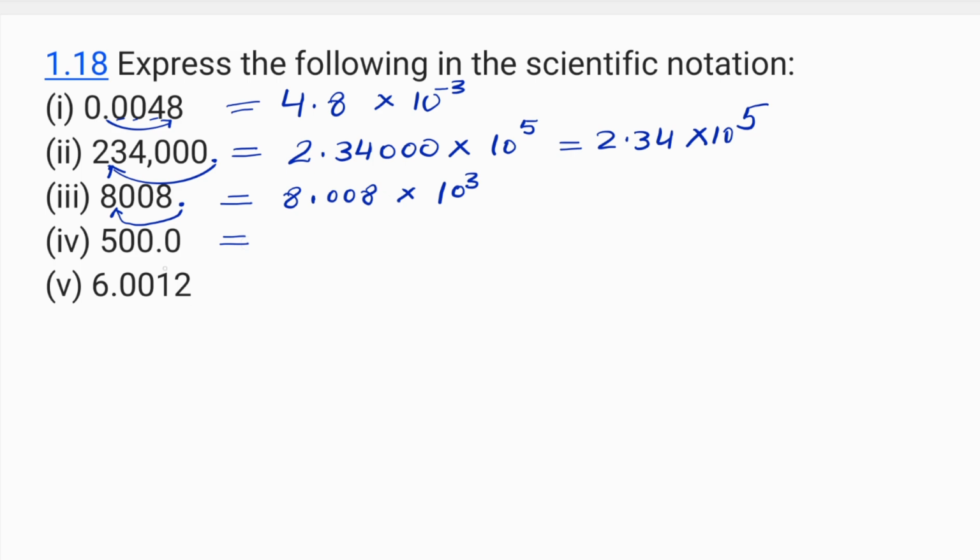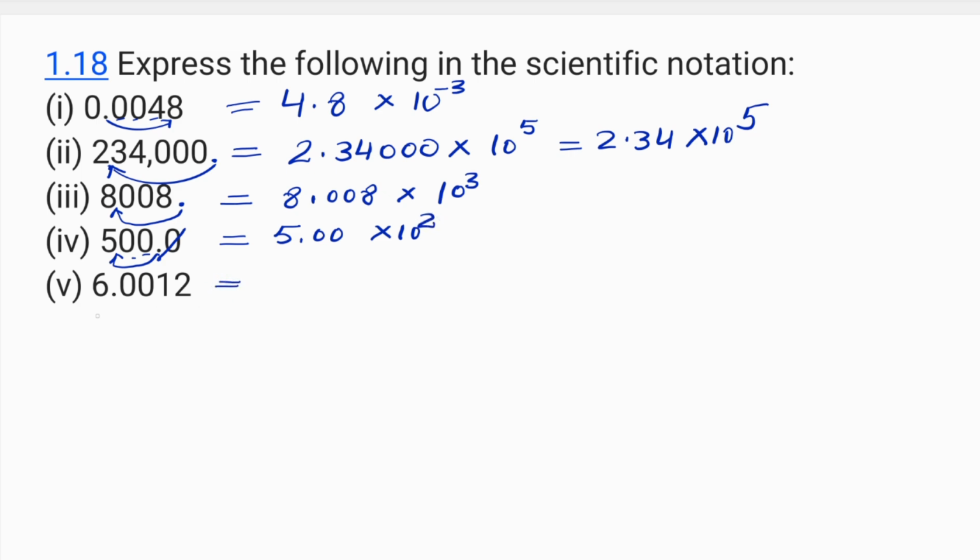All right, next one. You can see the decimal is given over here. Okay, this 0 does not have any meaning. So what are we going to do? Once again, the decimal is shifted to the left hand side. One non-zero digit should come before the decimal, obviously. So 5.00 into 10 to the power, how many digits have we shifted? 2. Okay, so 2. All right, this is how it is converted.